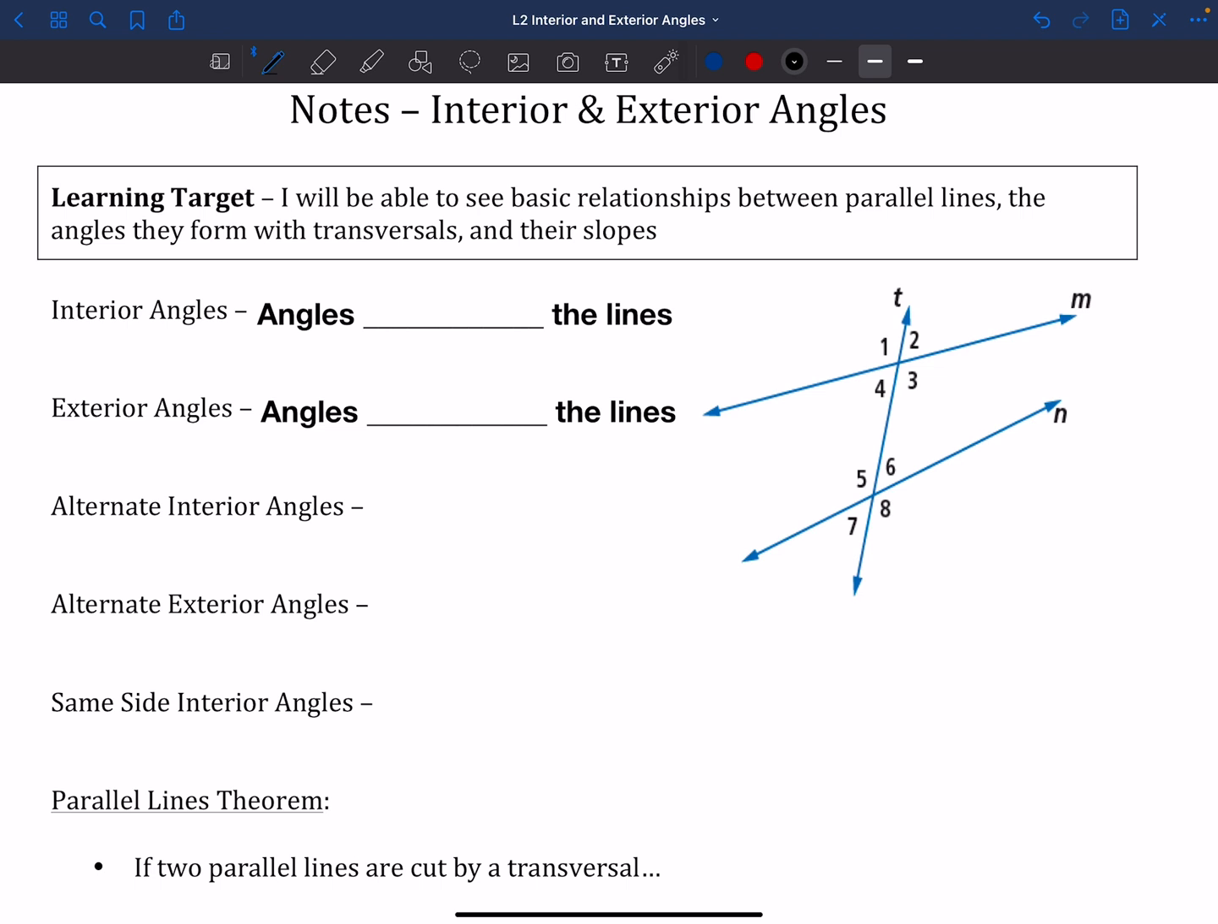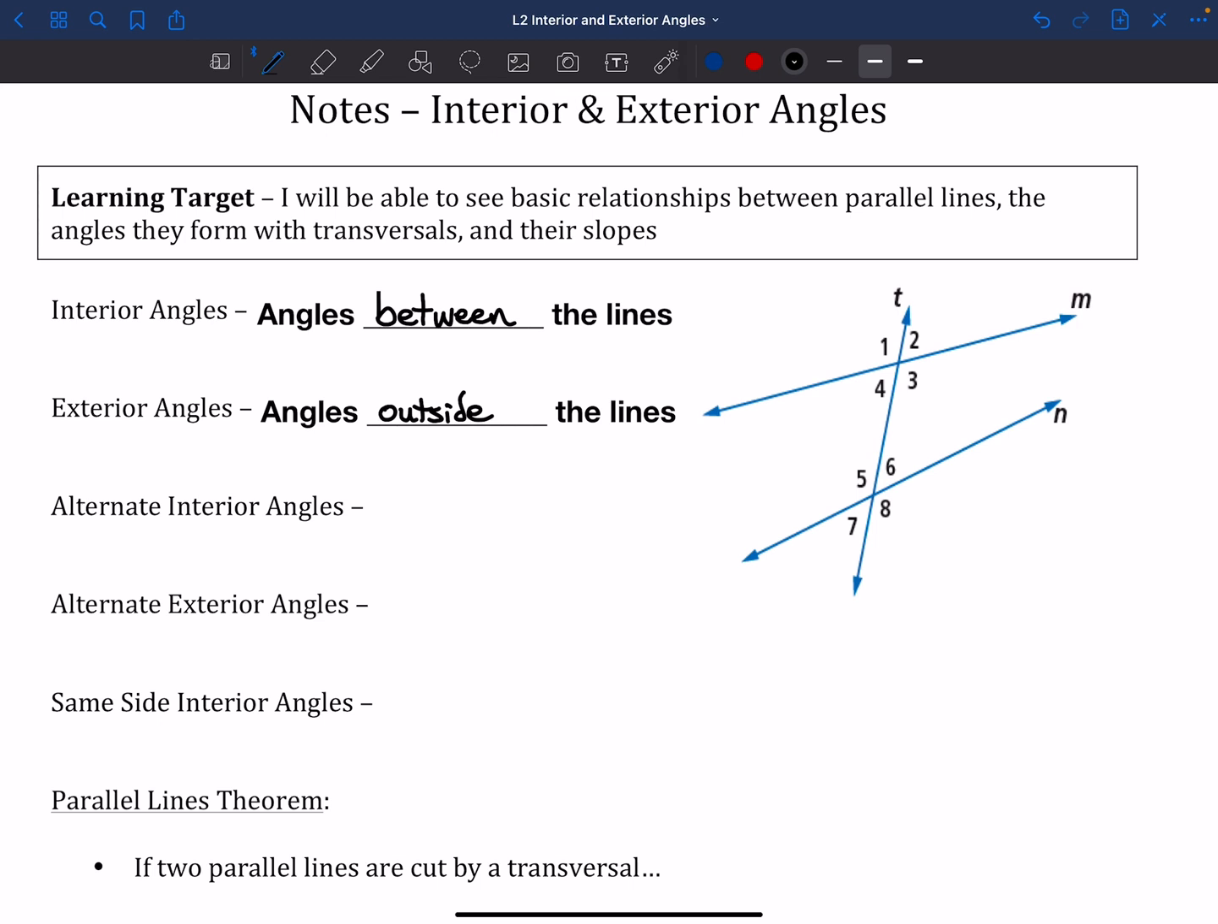First off, interior angles are angles that are between the lines. If I was looking at the angles between lines M and N, we'd be looking at 3, 4, 5, and 6. They are on the inside of the diagram. Exterior angles are angles outside the lines. In this case, we'd be looking at 1, 2, 7, and 8. They're on the outside of the two lines. And that's really all there is to those definitions.